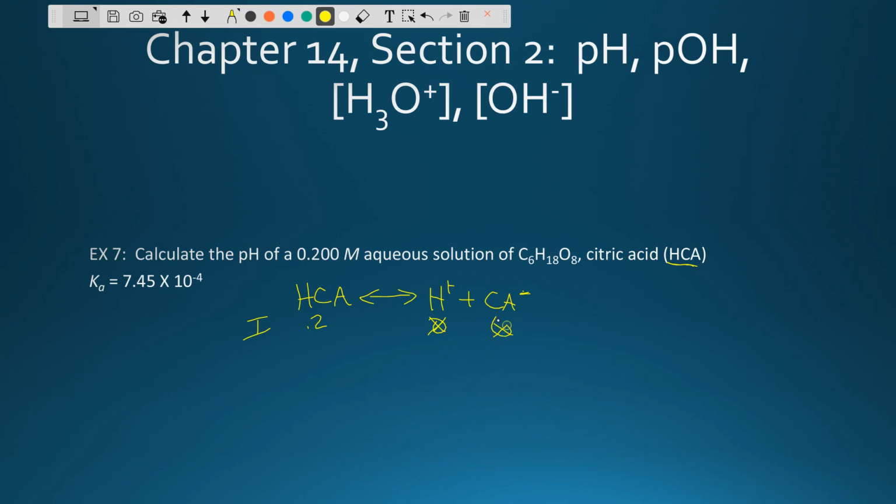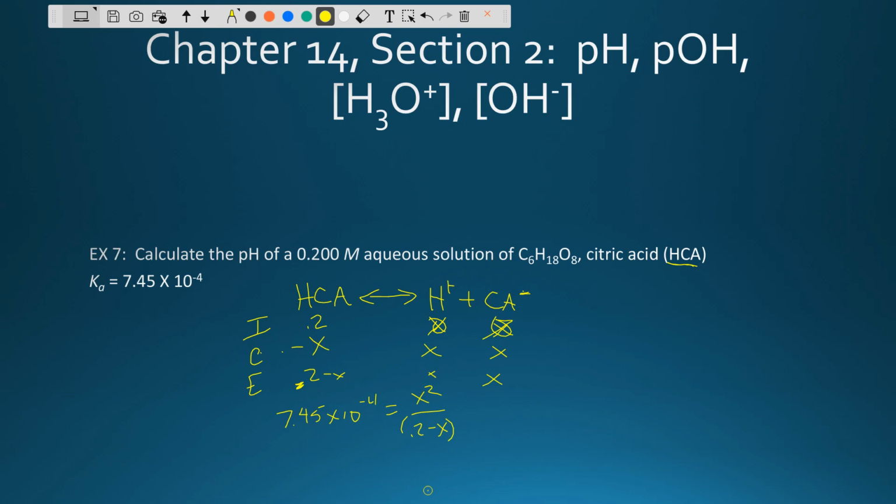For the change, it's going to be losing a value of x and gaining a value of x. And so my equilibrium becomes 0.2 minus x, and this is going to be x and x. And so my dissociation constant ends up being 7.45 times 10 to the negative 4. That's going to equal x squared over 0.2 minus x.